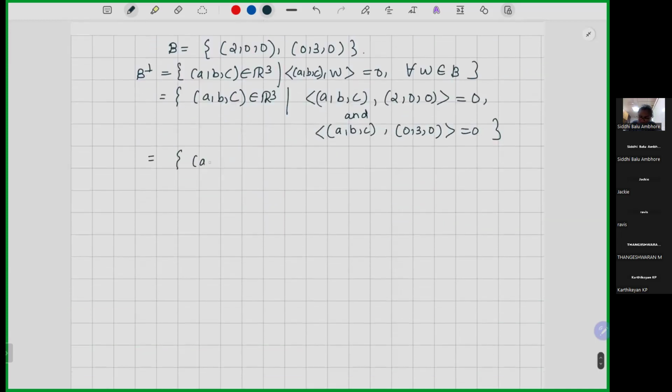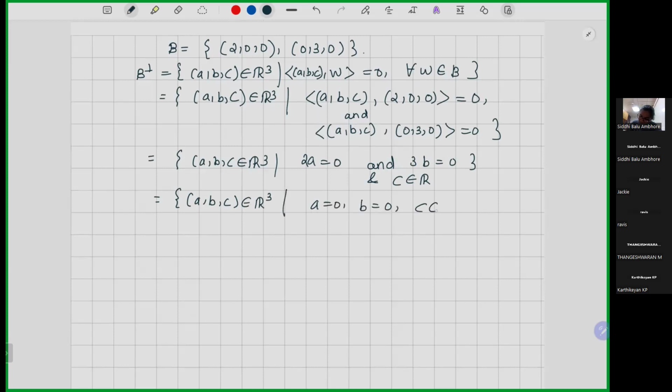So what does this mean? (a, b, c) in R3 such that 2a is 0 and 3b is 0, right? So this, and c could be anything in R. So this is (a, b, c) in R3 such that a is 0, b is 0 and c in R. Okay, so this is just (0, 0, c) in R3, such that, I mean, no such that is required, but yeah.